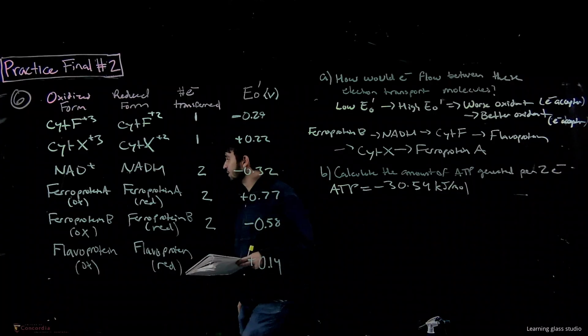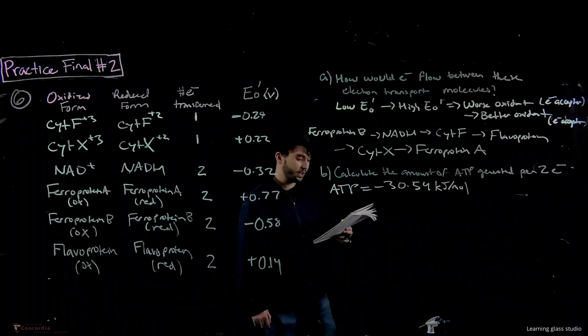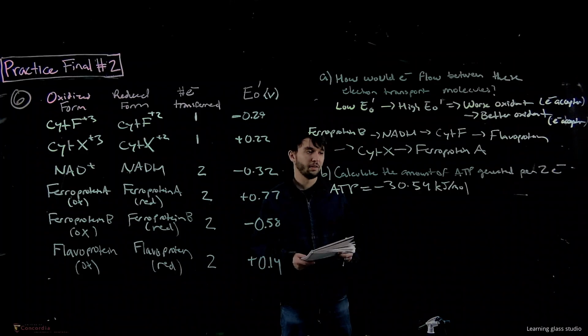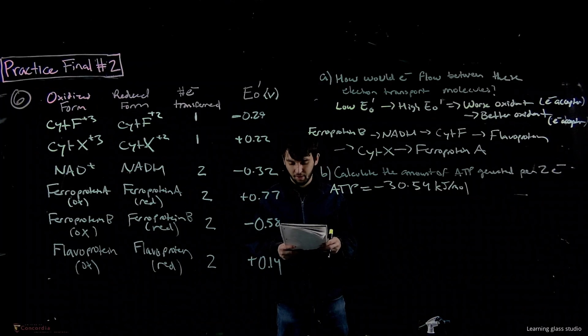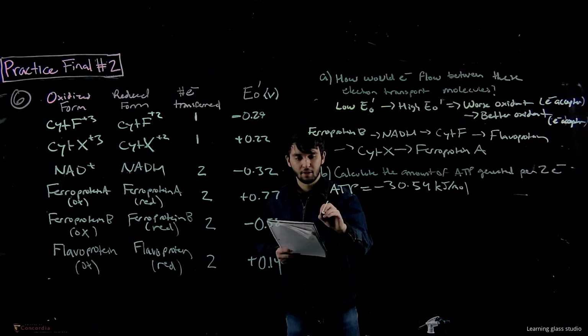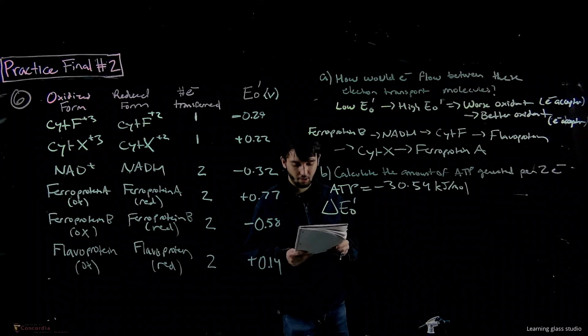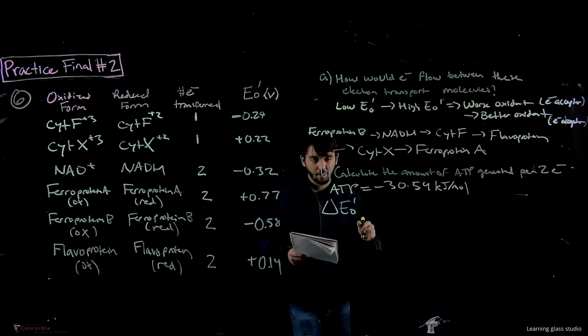Don't know if this is given in the problem. It's given in kcal per mole. You'd have to convert between kcal and kilojoules, but just start in kilojoules here. Why not? Okay, so first we have to find the standard cell potential, so the difference.